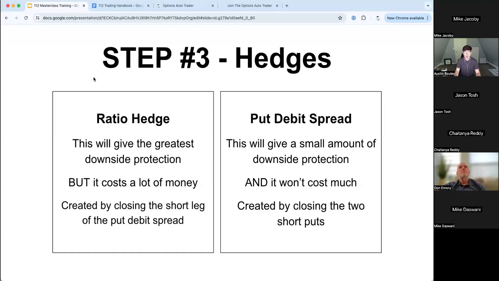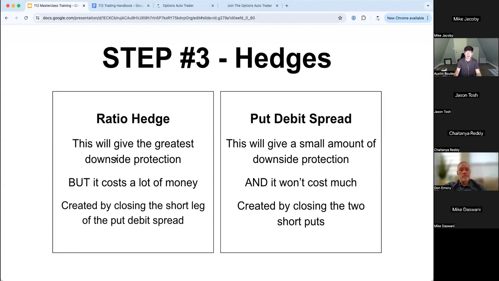Now, a ratio hedge is created by closing the short leg of the put debit spread. So the 112 structure that I discussed, right? We buy the 25 delta, we sell the 23 delta, and then we sell 2 of the 7 delta. We're going to close that 23 delta, the short put of the put debit spread. We close that, it converts it into a ratio hedge, which gives us a lot of downside protection and will cover us to a 20 to 30% market crash. We will be covered. Now we also have a put debit spread. This gives us a smaller amount of downside protection.